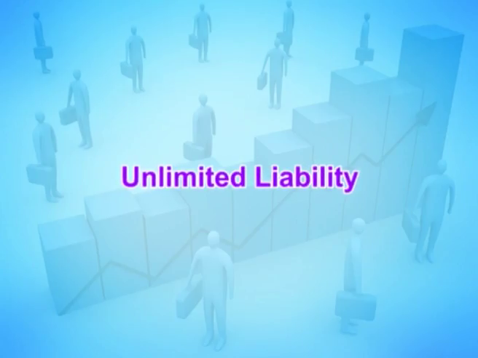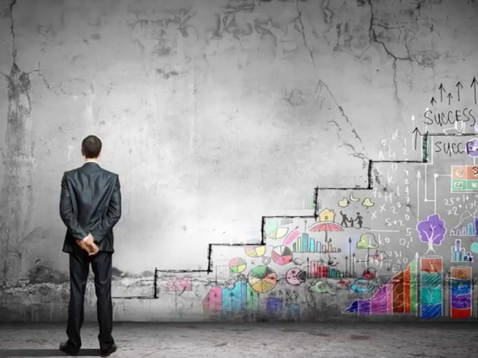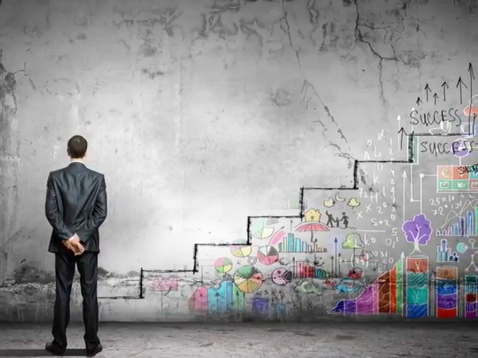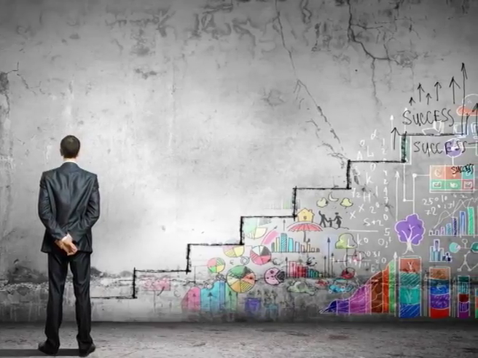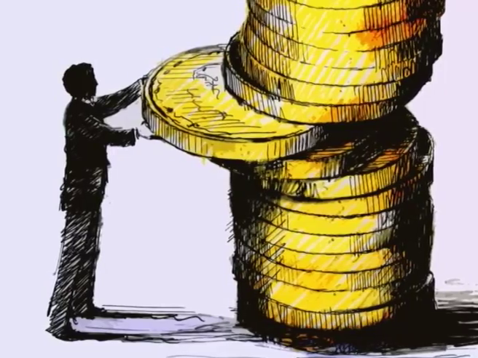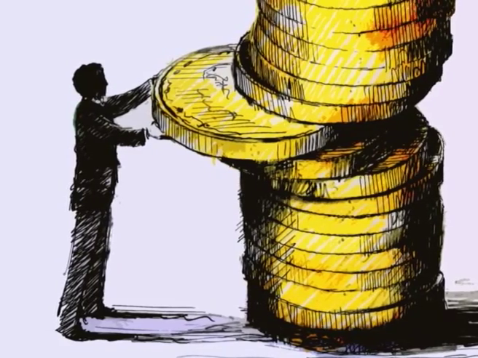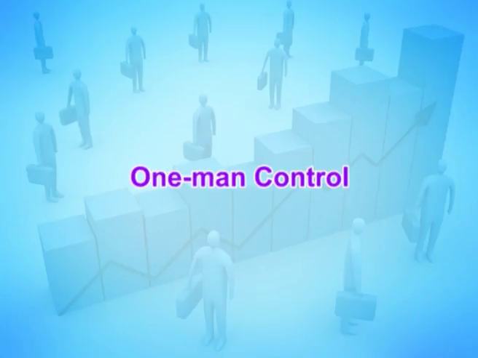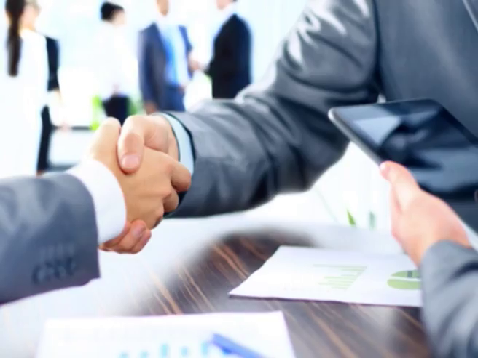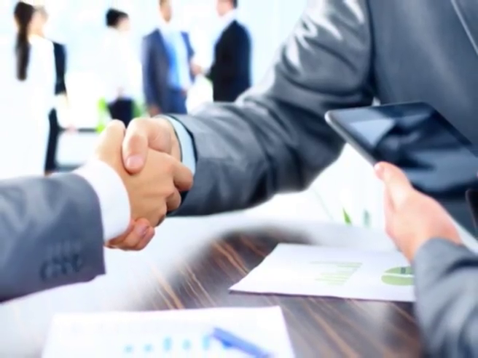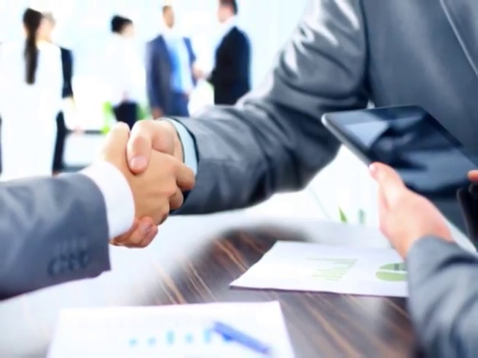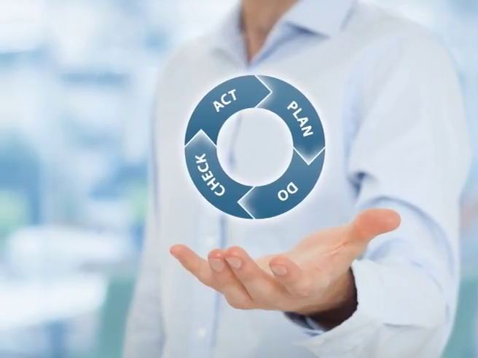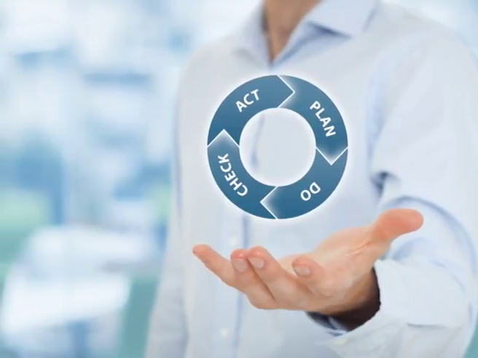Unlimited liability. The liability of the sole proprietor is unlimited. In case of loss, if his business assets are not enough to pay the business liabilities, his personal property can also be utilized to pay off the liabilities of the business. Next, one-man control. The controlling power of the sole proprietorship business always remains with the owner. He or she runs the business as per his or her own will.